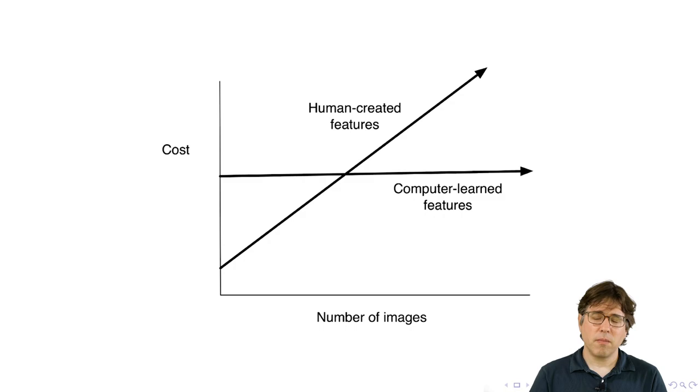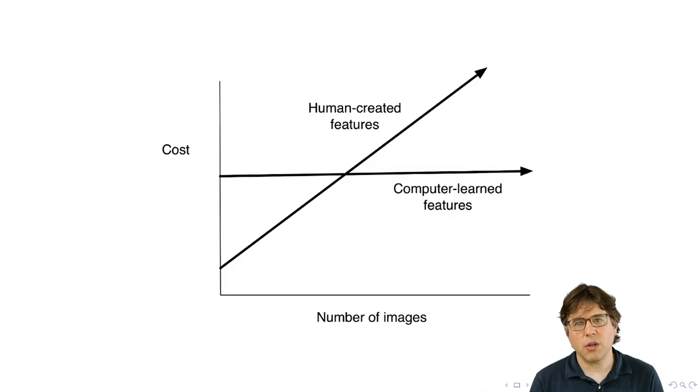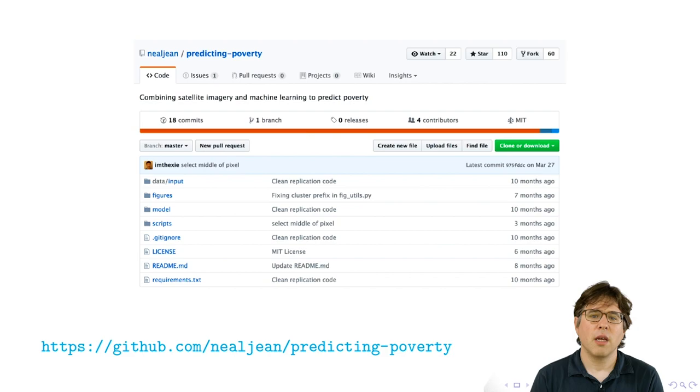On the other hand, having the computer learn the features is harder at the beginning. It takes a lot more work to set up, but then you can feed it basically unlimited amounts of data. And so having the computer learn the features is part of what makes this technique scalable and allows them to process really enormous numbers of images. Another great thing about this study is that all the replication data is available. So if you're interested in doing this, you can go to this GitHub website and try to do it yourself.